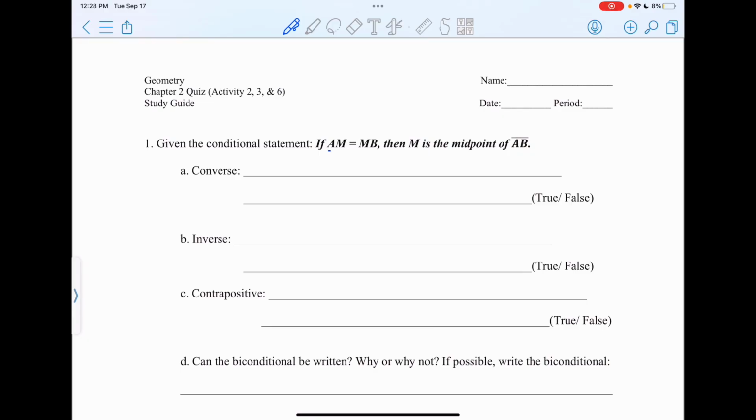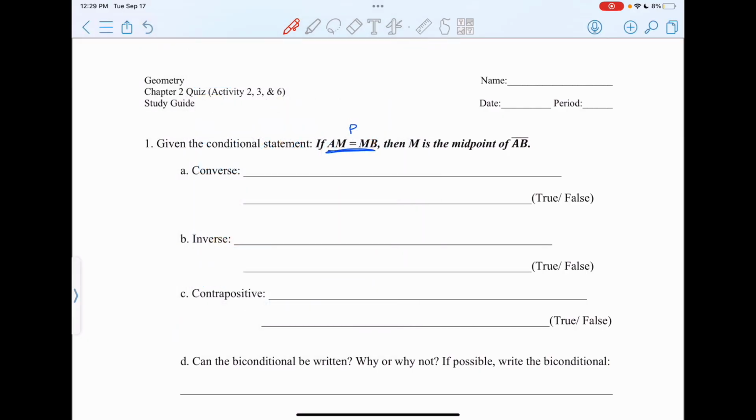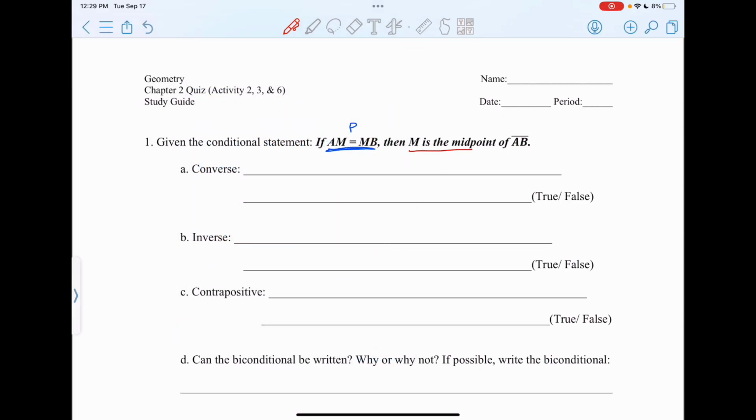I'm going to label my P and my Q. My P is what goes after the if, it's the hypothesis. And the Q is what goes after the then, it is my conclusion. To write the converse, I flip the order. So I'm going to say if M is the midpoint of AB, then AM equals MB.